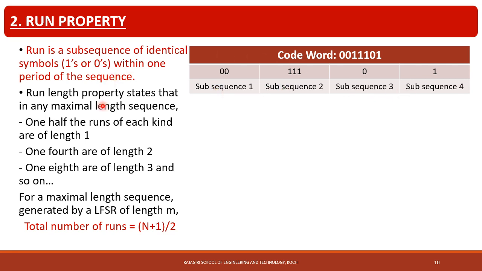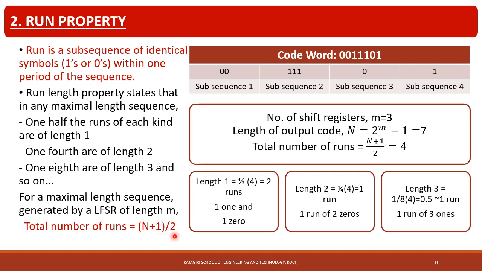Now the run length property states that 1/2 of the runs are of length 1, 1/4 are of length 2, 1/8 are of length 3 and so on. Also, it is stated that for an LFSR of length m, the total number of runs is (n plus 1) by 2. So using that equation, we can see that here we are having 4 runs.